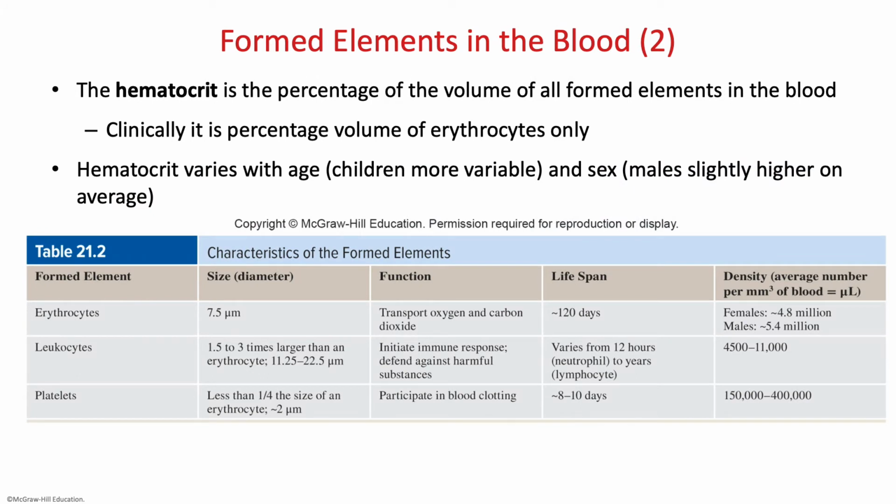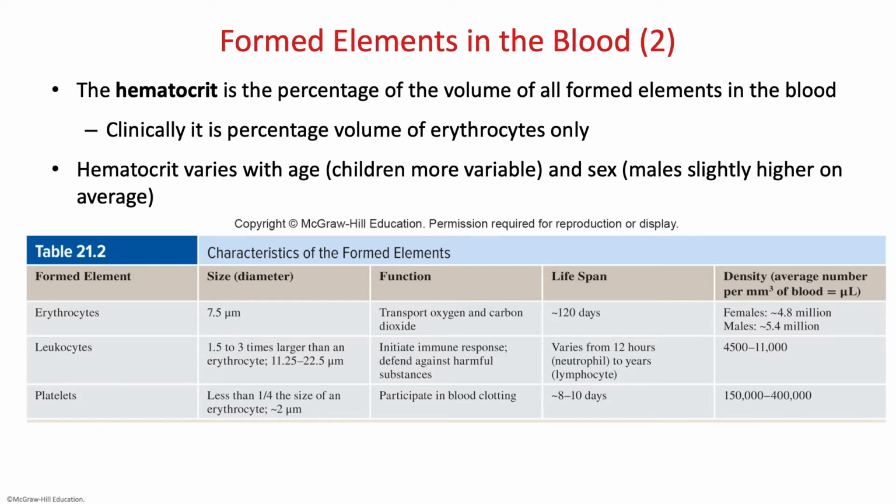Out of the formed elements in blood, we have what we call the hematocrit, which you will be learning more about in this lab. This is the percentage of the volume of all formed elements in the blood. Clinically, it is percentage volume of erythrocytes only, and the hematocrit will vary with age. Children can be a little more variable, and also sex. Males have a slightly higher, on average, hematocrit. And you'll be learning more about hematocrit in one of your activities in PhysioEx.